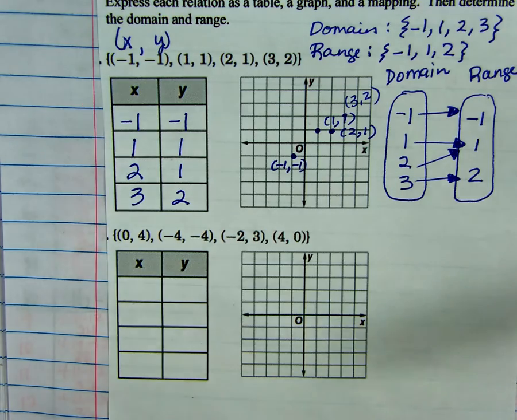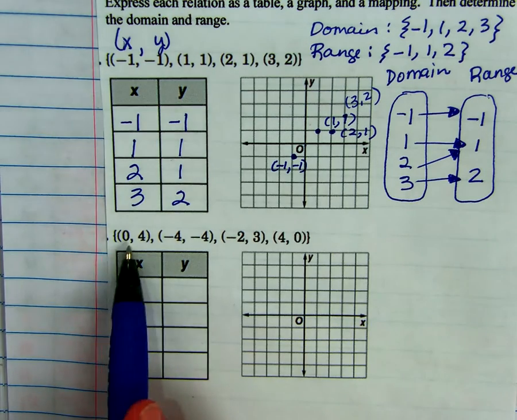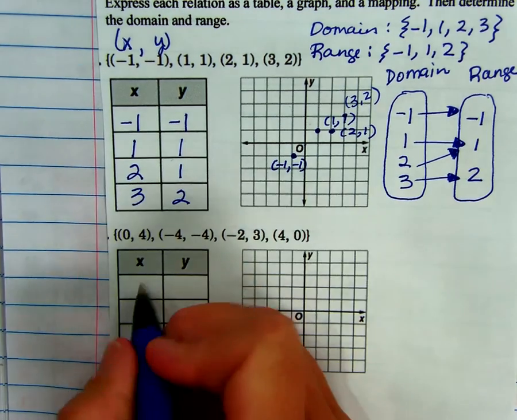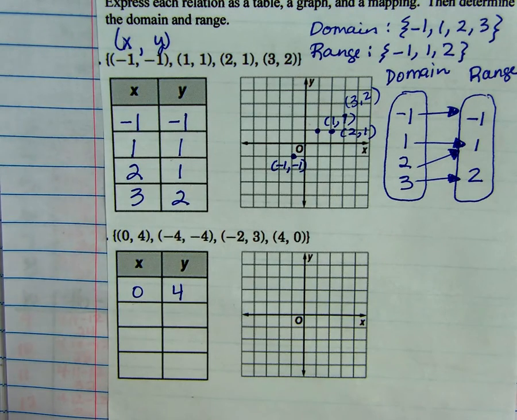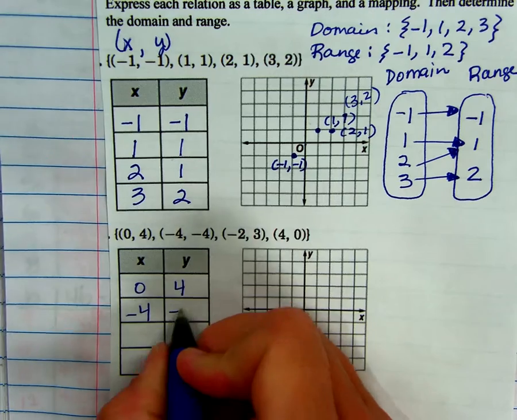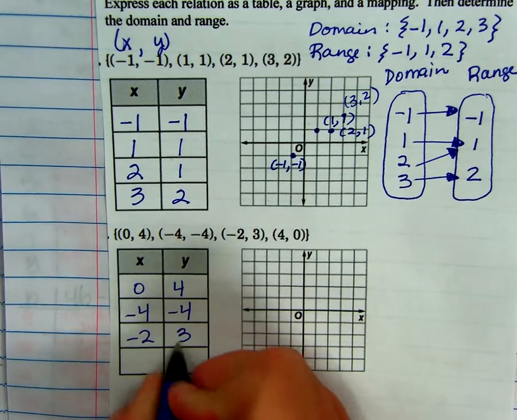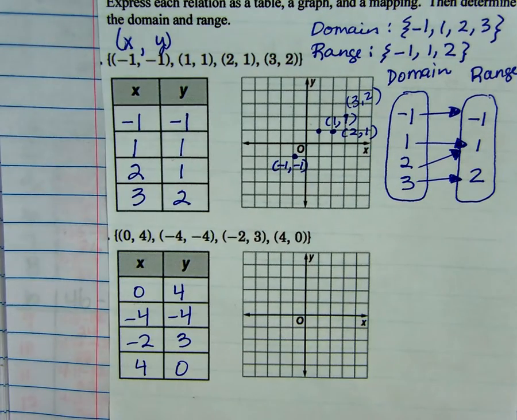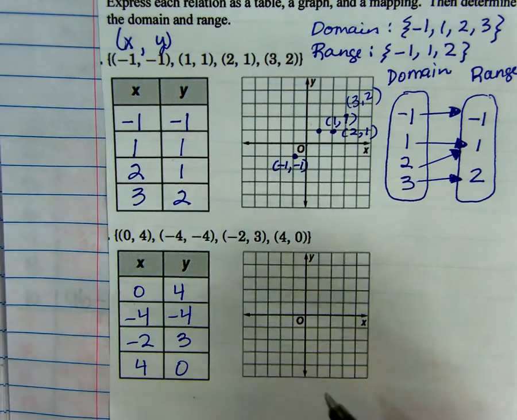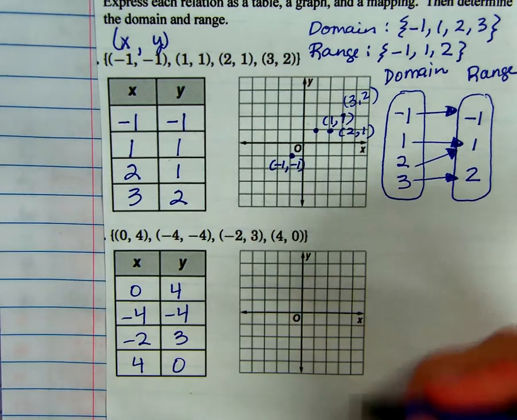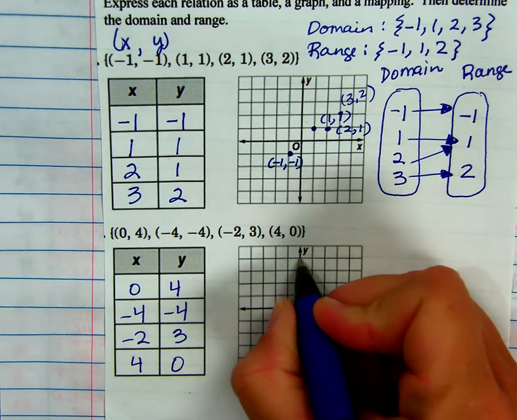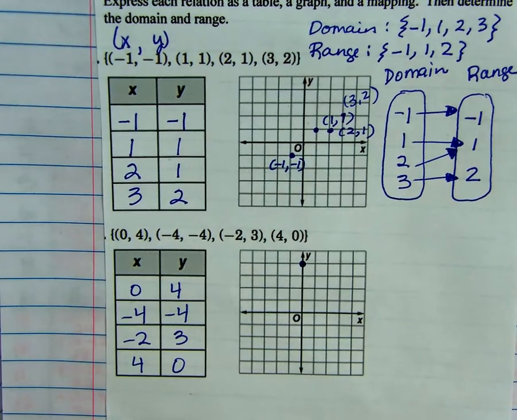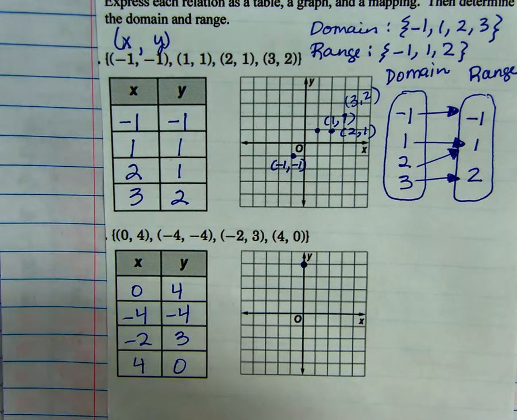Let's do it again down here. Example number 2. I just take my ordered pairs, I write them in my table. The first number is always the x value, the second number is the y value. Okay, now I have to come over to my graph and plot these points. 0, 4. Well, I don't go anywhere on the x-axis. I stay right here. And then I go up positive 4. 1, 2, 3, 4. I'm going to wait until I'm done to mark my graph.